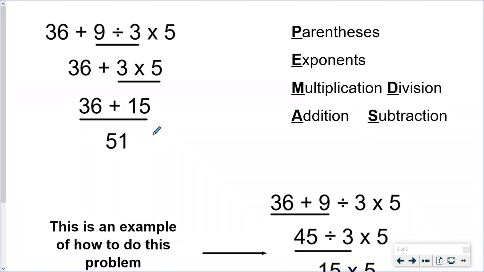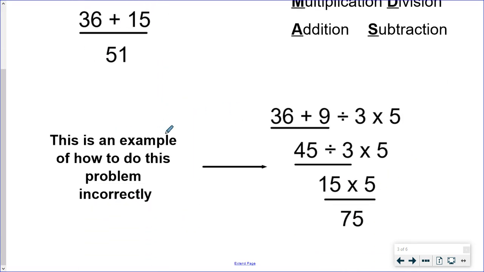Johnson, okay, that's all fine and good. But what would happen if you just decided, rather than doing this over here, to go from left to right? Let's just do it in order. Would I still get the 51? Well, here's your example right here.